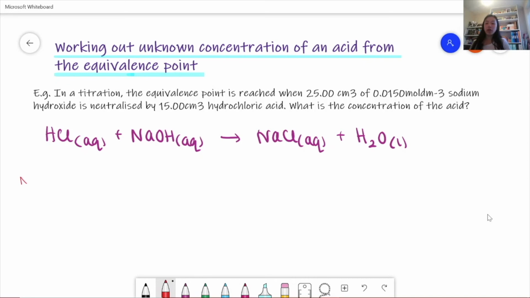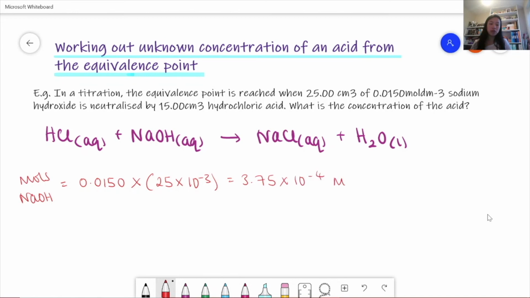So the moles of sodium hydroxide, I'm using moles equals concentration times volume. So we have concentration is 0.0150, and then times it by the volume, which is given to us in centimeters cubed, so we need to convert it to decimeters cubed. So I times 10 to the minus 3, and that gives me 3.75 times 10 to the minus 4 moles. And so the moles of the hydrochloric acid should be the same as this.